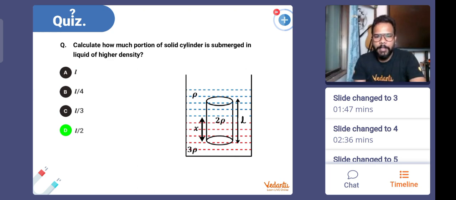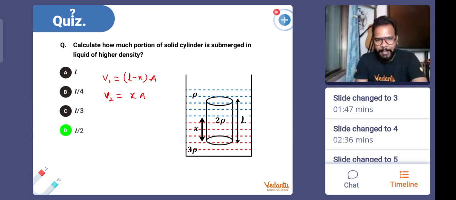The correct answer to the question is option D, that is L by 2. So you will see that when we try to write down the volume of the upper part of it, the volume V1 will be equal to the liquid volume which is displaced, as per the cylinder which is submerged volume. So the length is L minus X and area of cross section is A. And if we write V2, the lower portion of the cylinder, it is X into A.